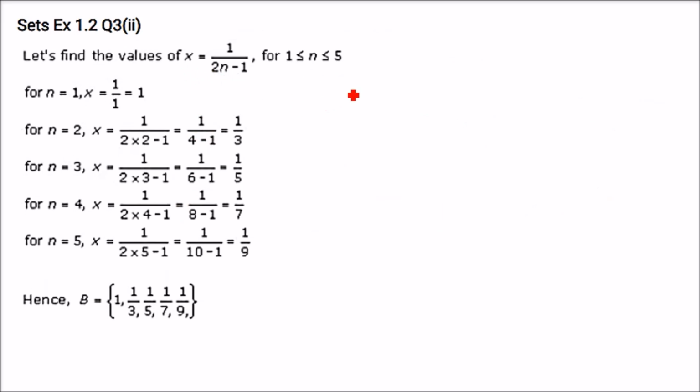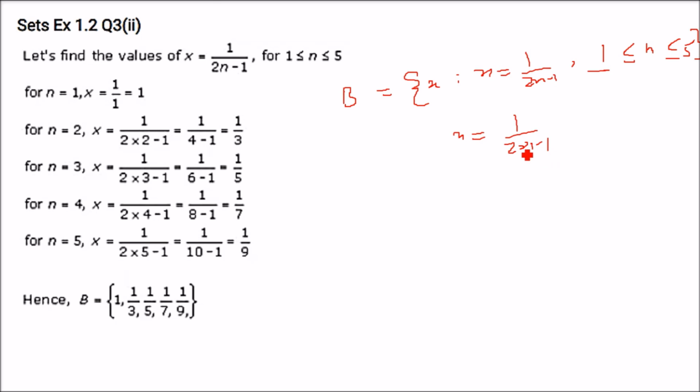The next one, the question here is B is equal to x such that x equal to 1 by 2n minus 1. And there is a restriction on this n. It is between 1 and 5. 1 and 5 are inclusive. So what you have to do, just put n equal to 1 till 5. That is x equal to 1 by 2 into 1 minus 1.